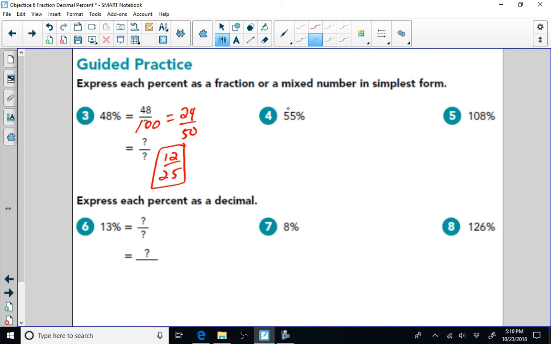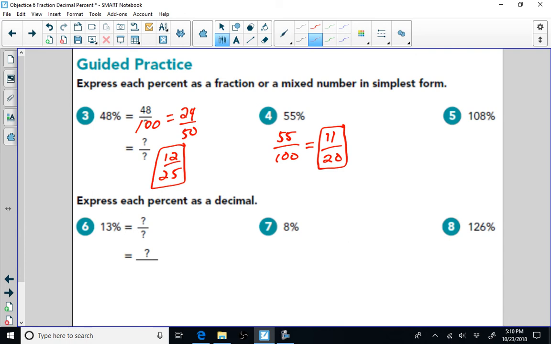55%. I write it as a fraction. So it's 55 out of 100 because the word percent means out of 100. We can divide by 5 over 5. 55 divided by 5 is 11. 100 divided by 5 is 20. So 55% is the same as 11/20ths.